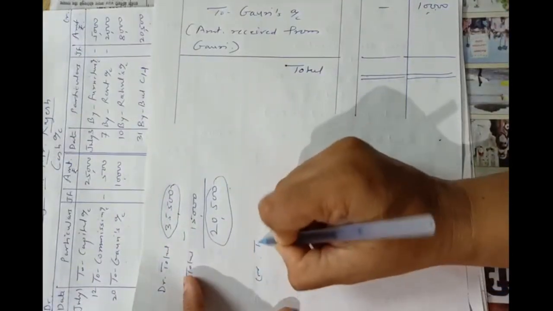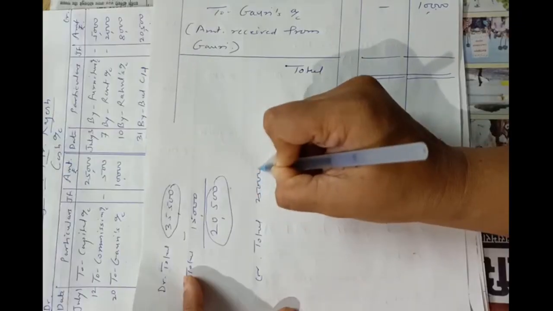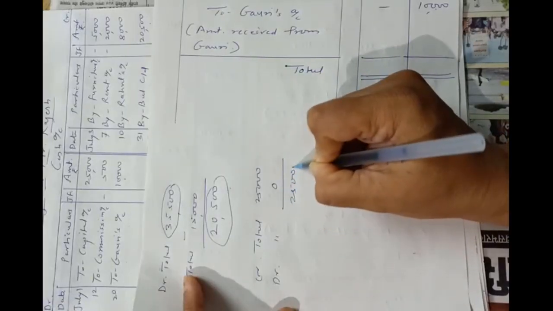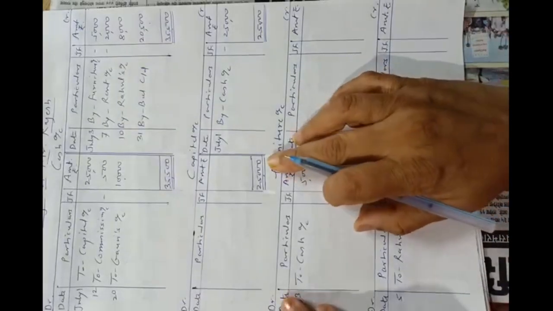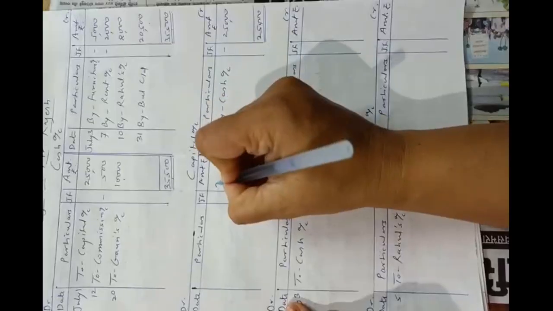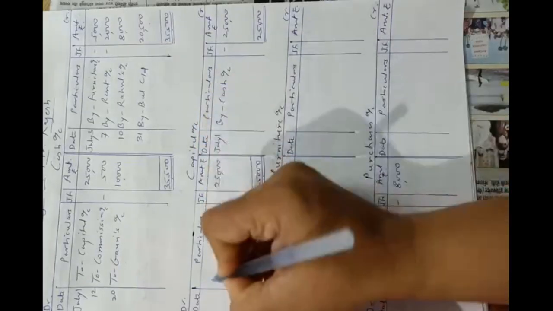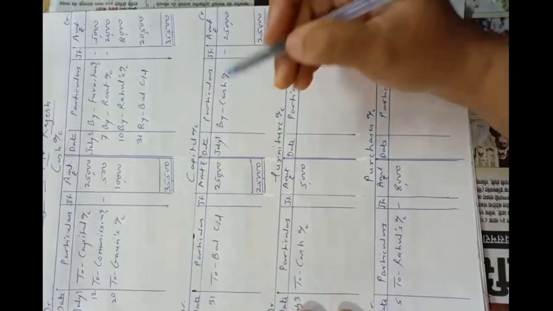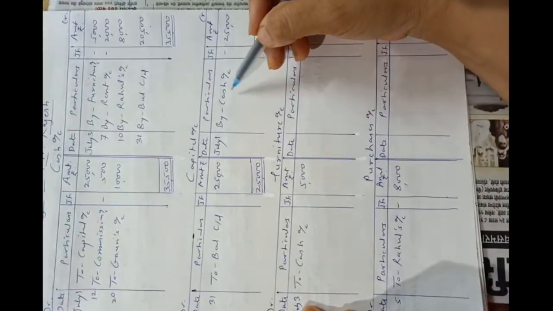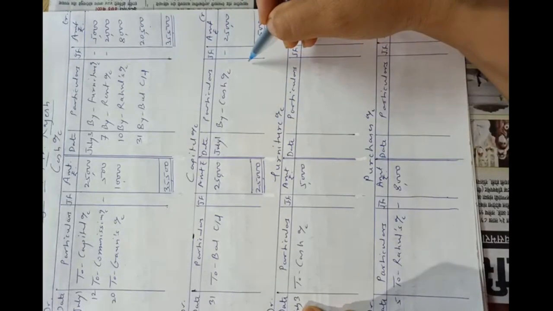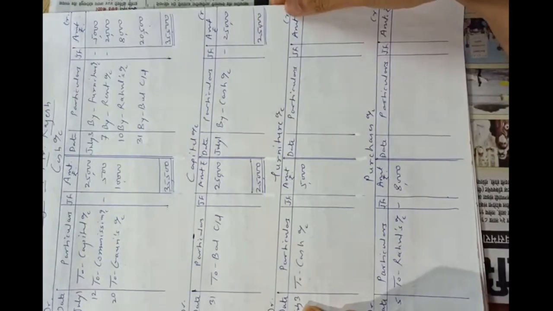Credit total 25,000, debit total 0. So the difference will be 25,000. Understood? We have to write this difference on this side, so the total of this side will also be 25,000. So the balance is 25,000, and here on 31st July we will write To Balance Carried Down. Here the capital account has a credit balance of rupees 25,000 because credit total is more, debit total is less.